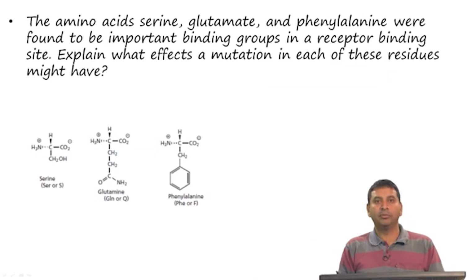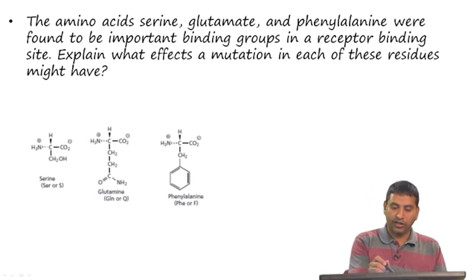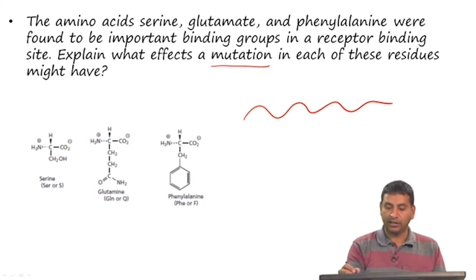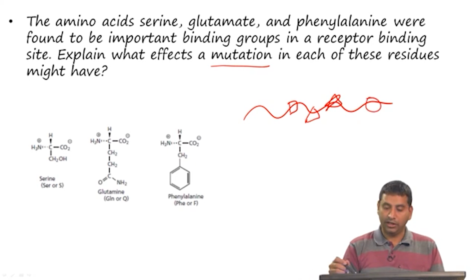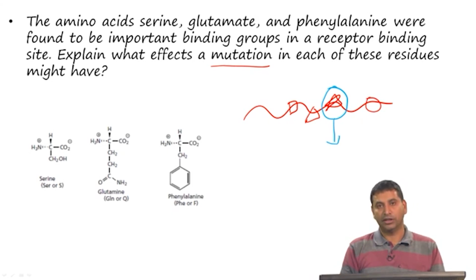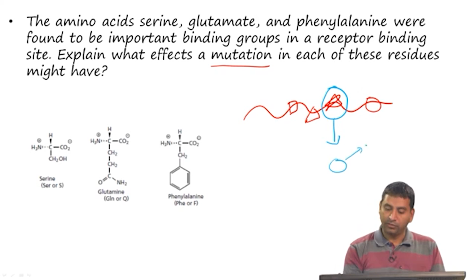The next question is, the amino acids serine, glutamate and phenylalanine were found to be important binding groups in a receptor binding site. Explain what effects a mutation in each of these residues might have. Okay. First, let us try to understand what a mutation is. So, let us say you have a primary structure of a protein, and there are many residues, which I am representing by various shapes. Right. Now, if I change one of these residues, let us say I have something that looks like a star over here into, let us say, a circle, then that is called a mutation.